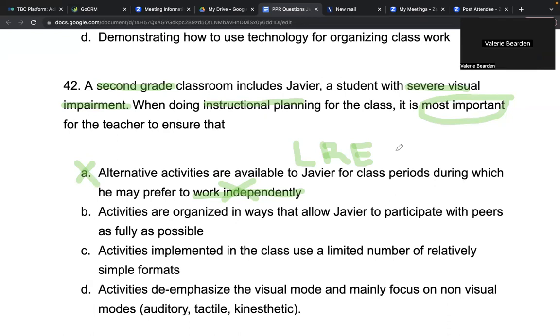Which one? Did you say B or D? No, I said C. C, yes. I don't even know what C is talking about, but we're not going to just implement only one simple format. It's second grade. We're going to be doing all sorts of stuff. No.